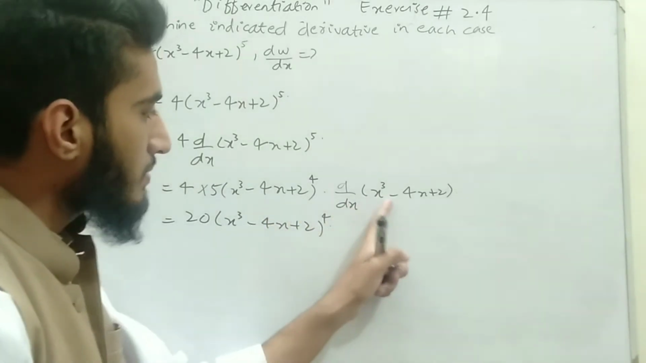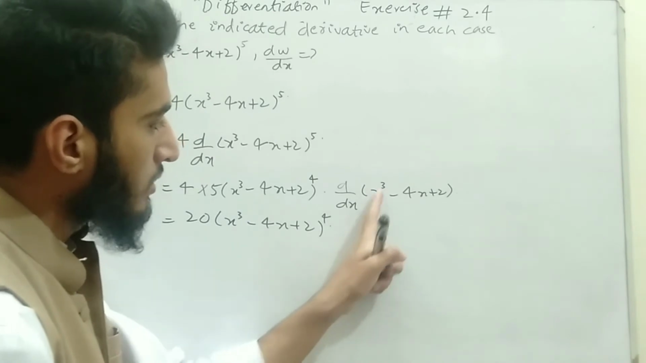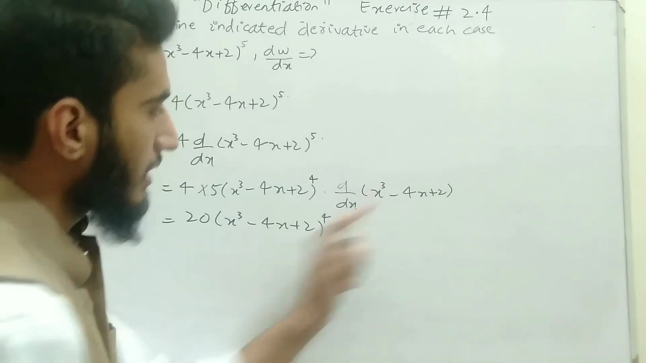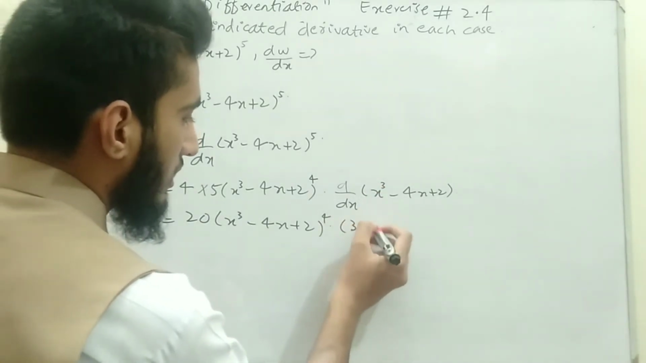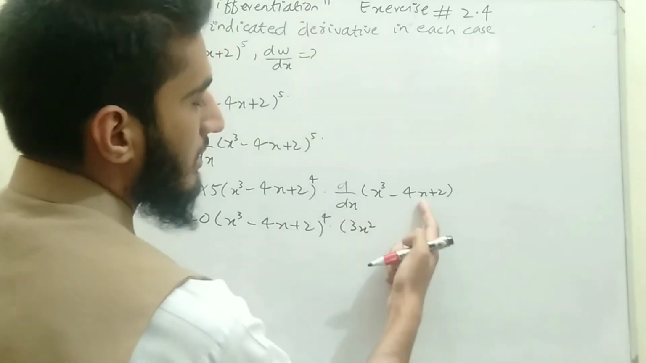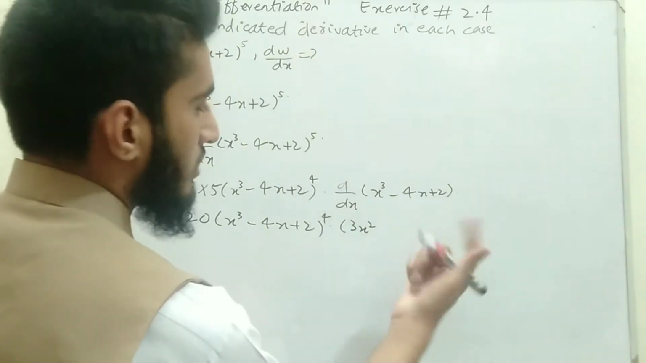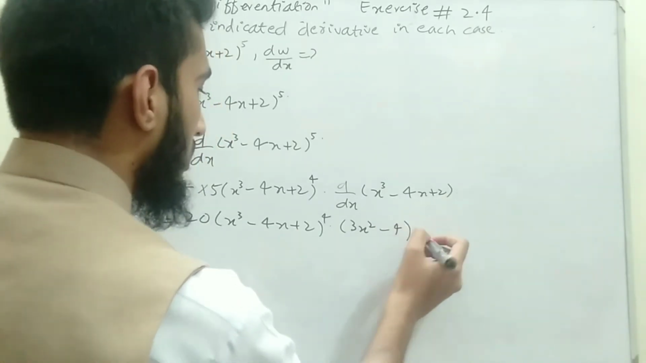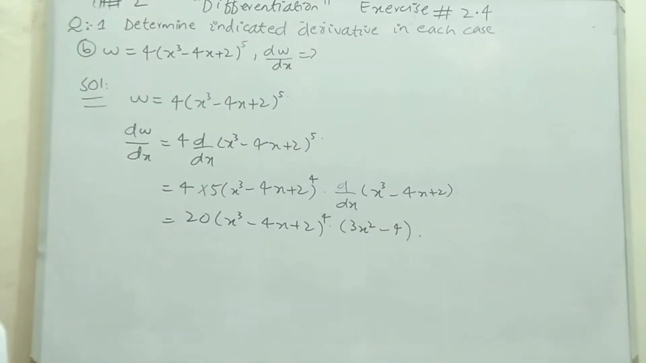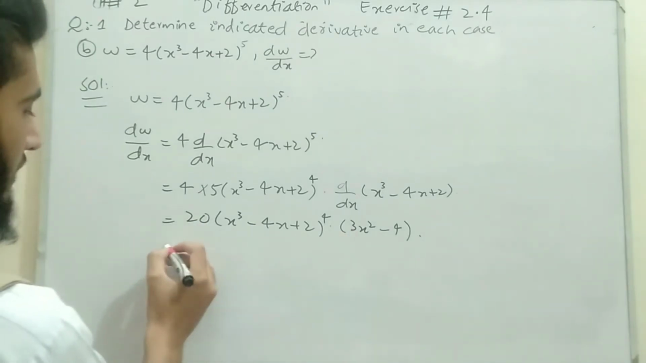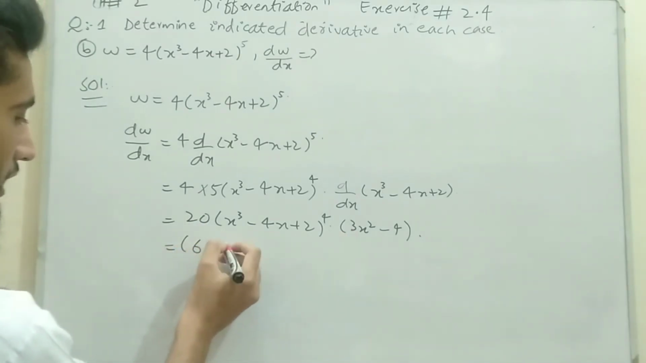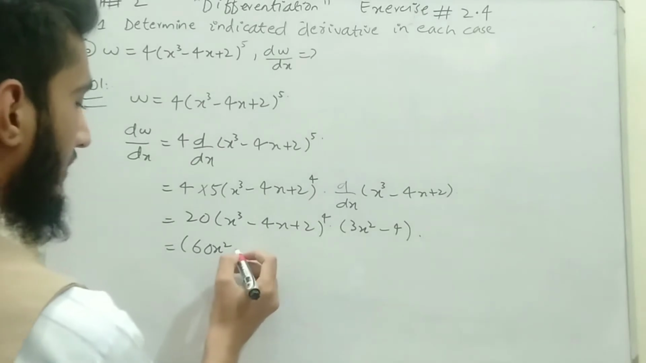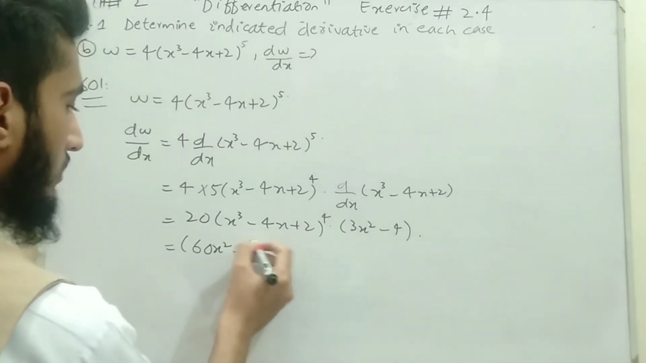D by dx of this function. So here we will use generalized power rule. 3 will come to the front and subtract 1 in the power. So it becomes 3x square. Using the same rule over here, the derivative of x with respect to x is 1, so it becomes minus 4. And here the derivative of a constant is 0. So after simplification, it becomes 20 multiply 3 gives us a value 60x square. And after this, 20 multiply 4 gives us a value negative 80.